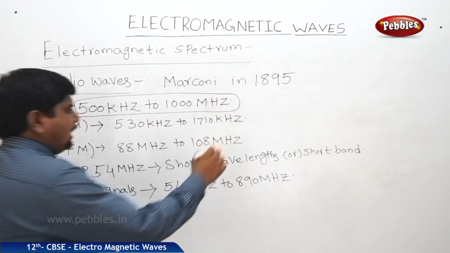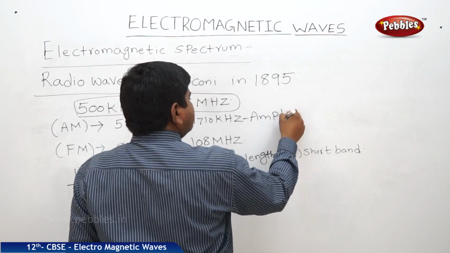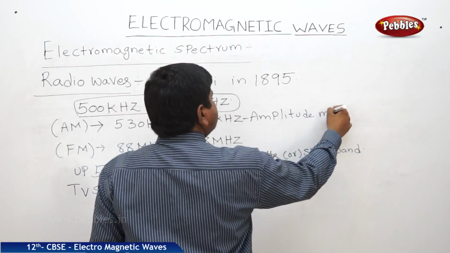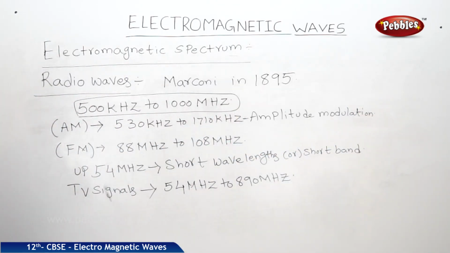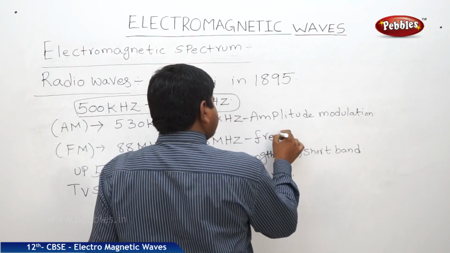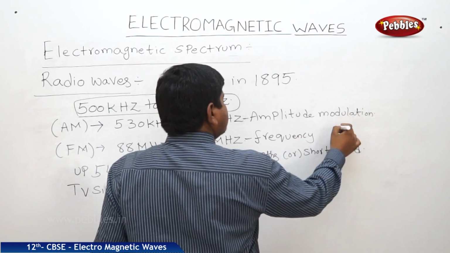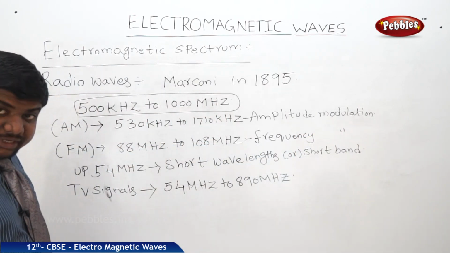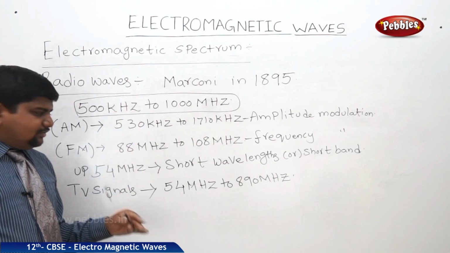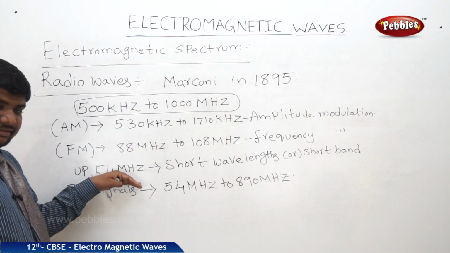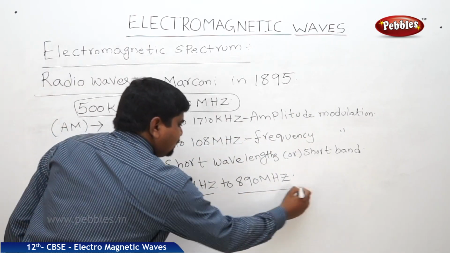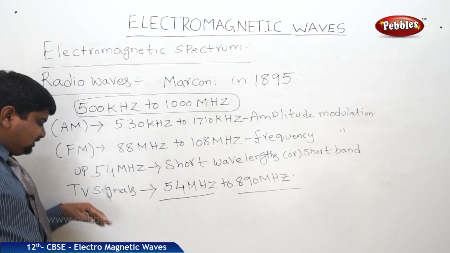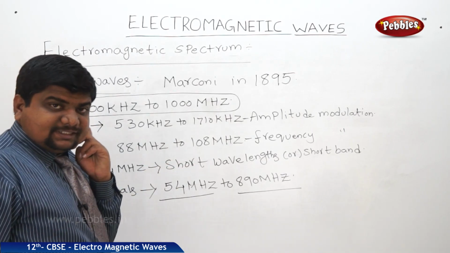Among these, amplitude modulation is 530 kilohertz to 1710 kilohertz. Frequency modulation is 88 megahertz to 108 megahertz. In these long wavelengths, up to 54 megahertz is called short wavelengths or short band. From 54 megahertz to 890 megahertz, the frequency range is useful for the transmission of TV signals.